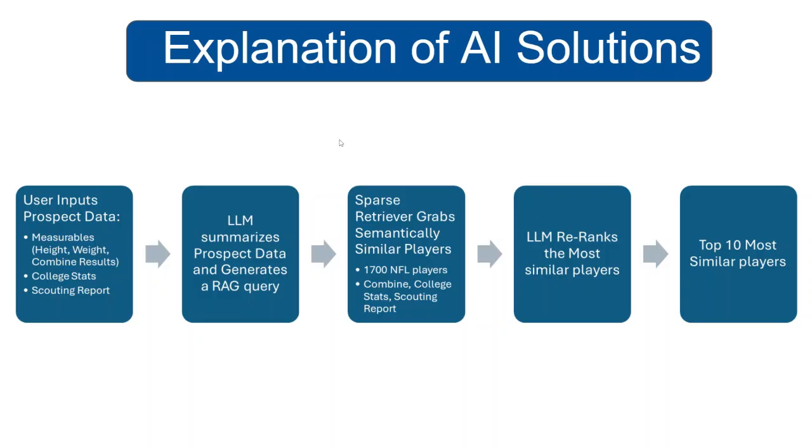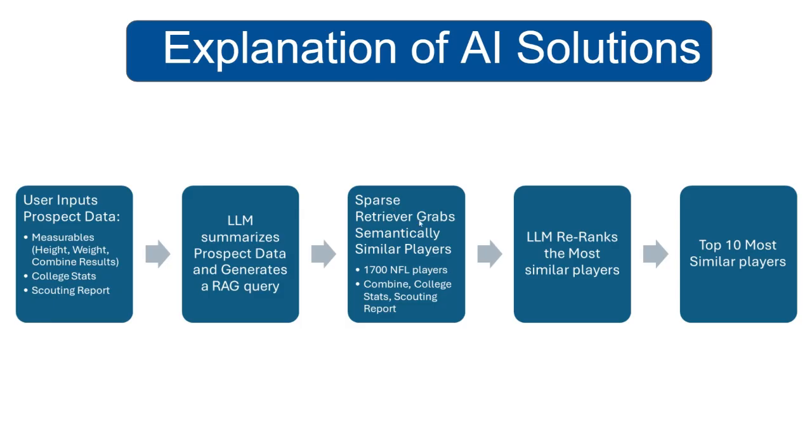So how does this solution work? As you saw in the demo, the user inputs prospect data such as measurables, college stats, and their scouting report. The LLM then takes that information and summarizes that data so that it can be used to query using the retriever. And then the retriever grabs from a data set of 1,700 NFL players who were once prospects, finds their combine data, college stats, and scouting report, and pulls the most similar in meaning and in keywords to the query that the LLM has generated.